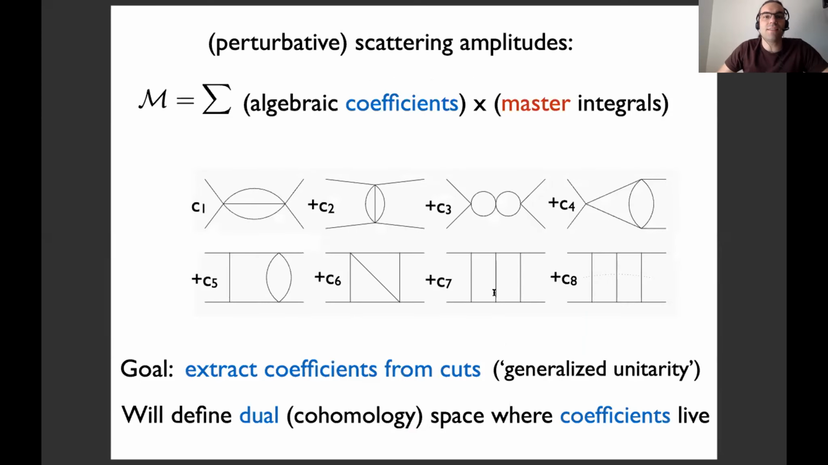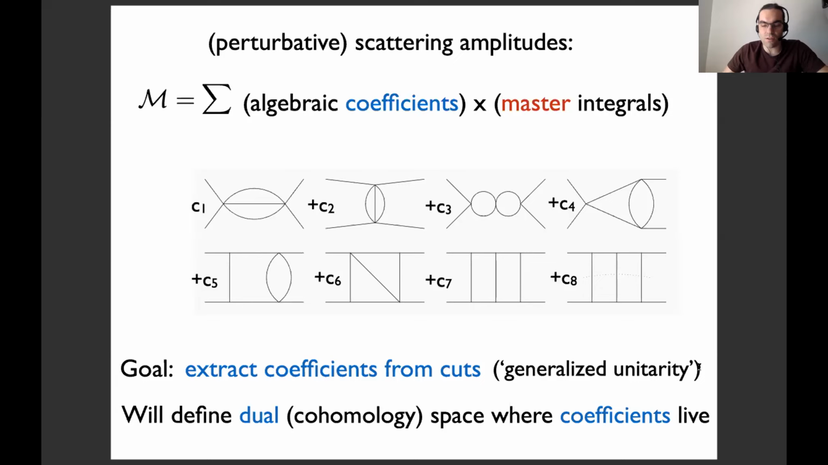So the general context is we are interested in perturbative scattering amplitudes, where schematically we can write them as some master integrals times some coefficients, and the star of the talk is going to be these coefficients. So the thing which sits in front of these masters. Specifically, we want to understand how these coefficients can be extracted from cuts. So we'll be interested in methods for extracting these coefficients. That's in the spirit of generalized unitarity that I will present.